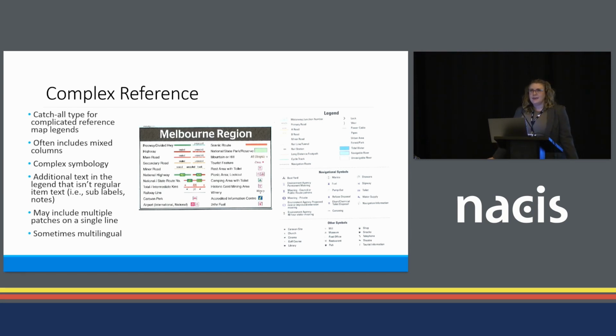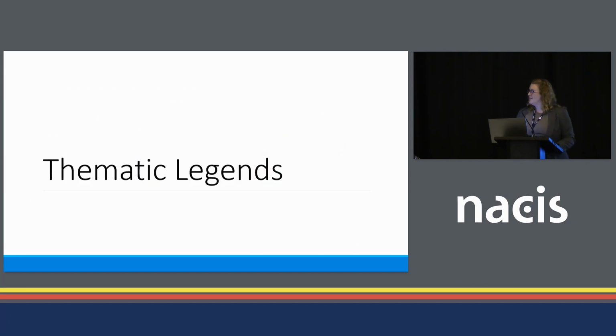And finally, I just had some legends that didn't really fit anywhere else. So I call them complex reference legends. And these, I've noticed, often include mixed columns, and they have additional text. So people are trying to add text that isn't just a descriptor or consistent on all legend items. It's random. They may also have broken off symbols. You need a lot of control over alignment and text when you make a complex reference legend. All right, let's switch gears and talk about thematic maps and thematic legends.